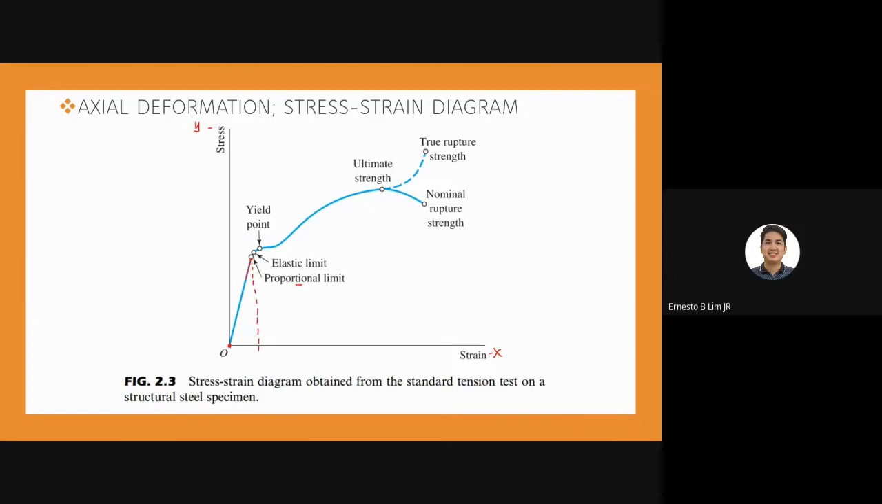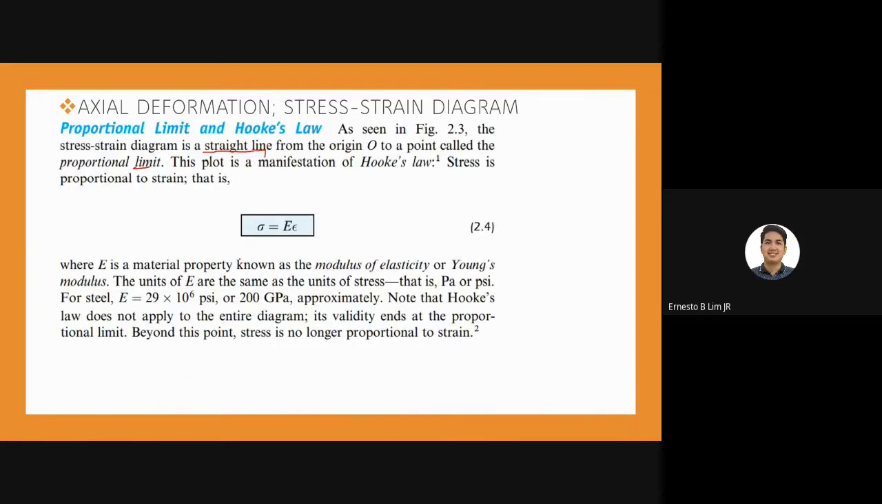This is the only straight line that you can notice in the diagram. From point O, the origin, to that proportional limit, that is a straight line. So this plot is a manifestation of Hooke's law. Stress is proportional to strain.